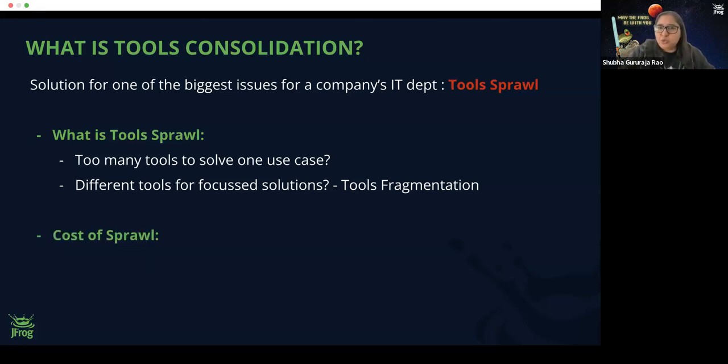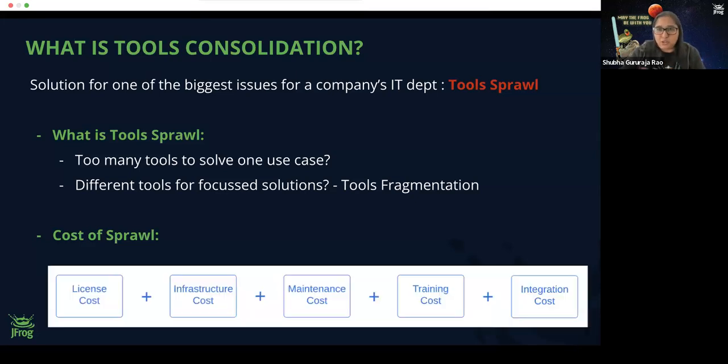But what is the cost of this tool sprawl? When we think about it, is it just the expense of each of these tools? For sure, but that's not the only thing, right? If you actually look at it, it's your license cost plus the infrastructure cost for maintaining or hosting all these different solutions. The third one is definitely the maintenance cost. Maintenance cost can be, I need to upgrade these tools every so often. Not just upgrade these tools, upgrade my integrations as well. This is where the integration cost comes into the picture. And it's not just about, okay, I have this tool, it's up and running. I'm applying the licenses. My license is for a year, so I'm good to go, right?